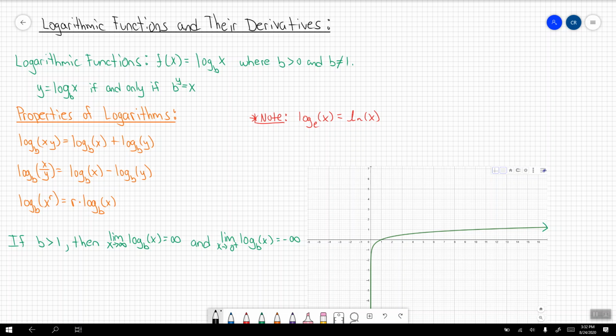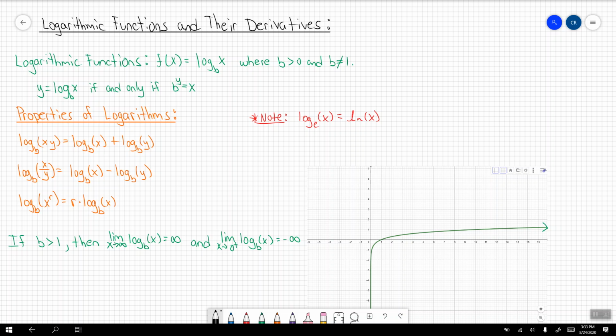I also have a note on the right-hand side of the screen, and that note is in red. The reason it's in red is because it's going to be a very important note. That note says that logarithm base e of x is really the natural logarithm of x. Now, what does that mean? Well, that means that anytime that we have a natural log, it's simply telling us that we have a logarithm with a base of e. So we got to keep that in mind, and we're going to keep that in mind always.